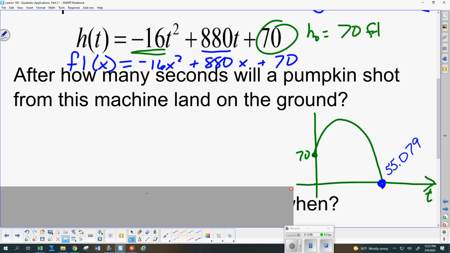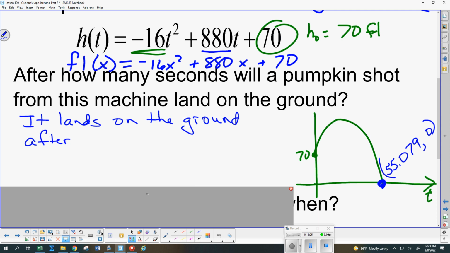55.079, and we could have the 4. I'll stop there because I'm almost out of room. And yours actually has a 0 there. Remind me, we'll get to some where it doesn't. So that means that it lands on the ground after 55.079 seconds. Now, my calculator graph had the parabola going there.